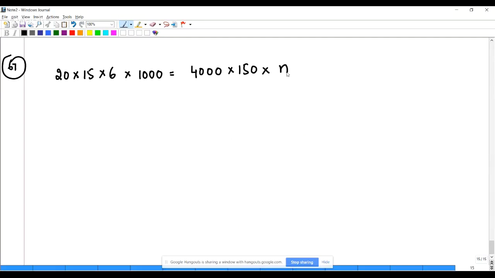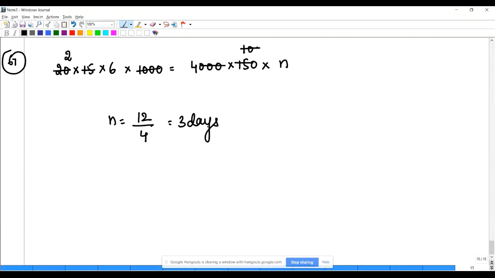Let it be n days. 1000, this 4. You can say 15, this 10. I would say 10 ones are 10, twos are. All you have is n is equal to 12 by 4. 12 by 4 gives you 3 days. So it suffices for 3 days.